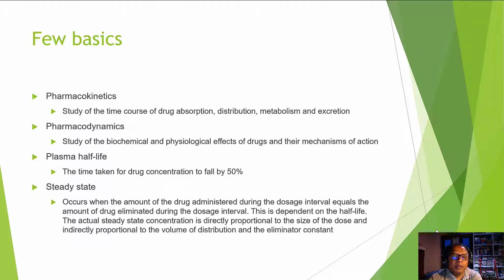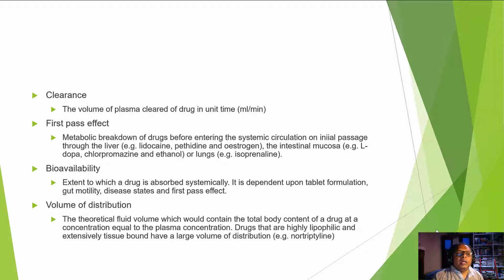Half-life is the time taken to reduce the concentration by half. Steady state is when the drug amount absorbed and the drug eliminated reach equilibrium, and this depends on half-life. Generally, we know that it takes about 5 half-lives to reach a steady state concentration in most drugs, and the steady state concentration is directly proportional to the size of the dose as well as the volume of distribution. Clearance of a drug is the volume of plasma which is cleared of drug in a given time, generally milliliters per minute.